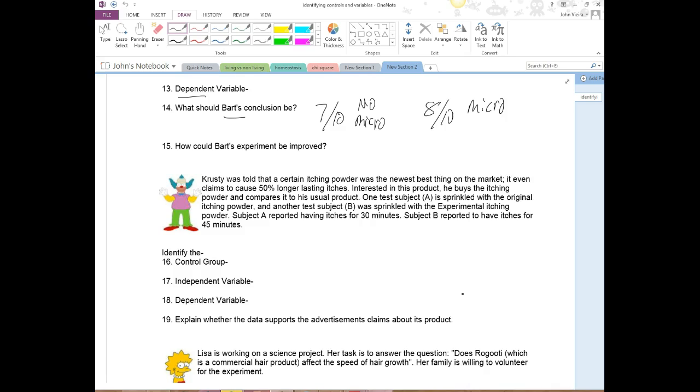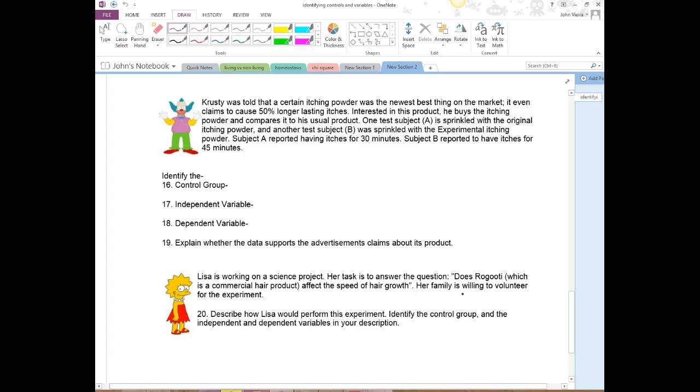Is there probably a better way to test strength than move a block? Yeah. So Krusty wants to know if his itching powder was better than normal itching powders. He claims that it can have 50% longer lasting itches. So he buys the itching powder and compares it to the usual itching powder. Subject A has the original itching powder. Subject B has the experimental itching powder.